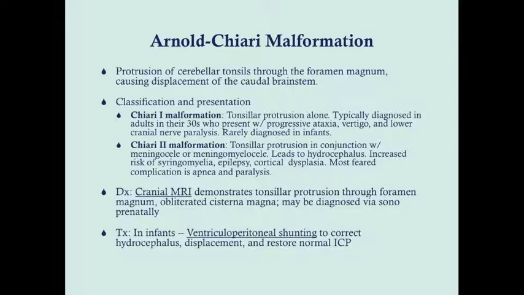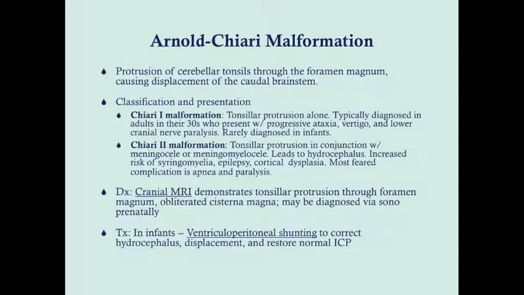Okay, Arnold-Chiari malformation, or a lot of times just called the Chiari malformation, is a protrusion of the cerebellar tonsils through the foramen magnum, which is that big hole at the bottom of your skull. And this causes a displacement of the caudal brainstem, which leads to a lot of symptoms. As far as classification, this can present during adulthood or it can present during infancy.